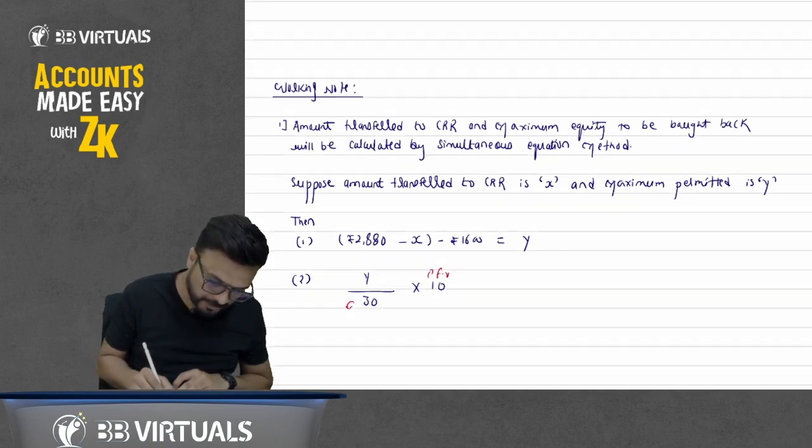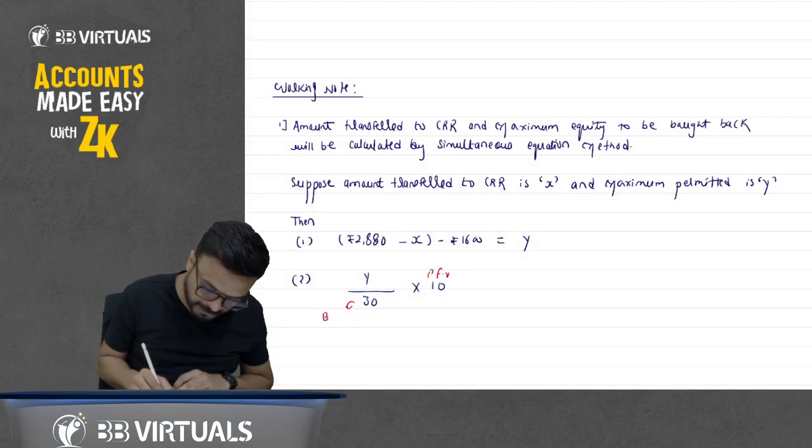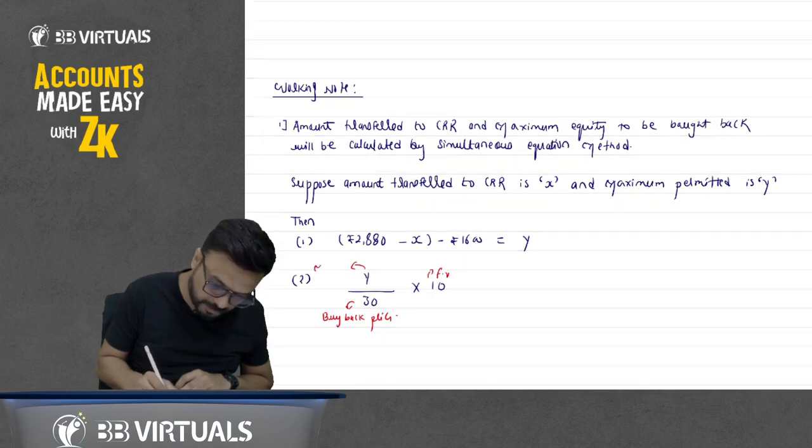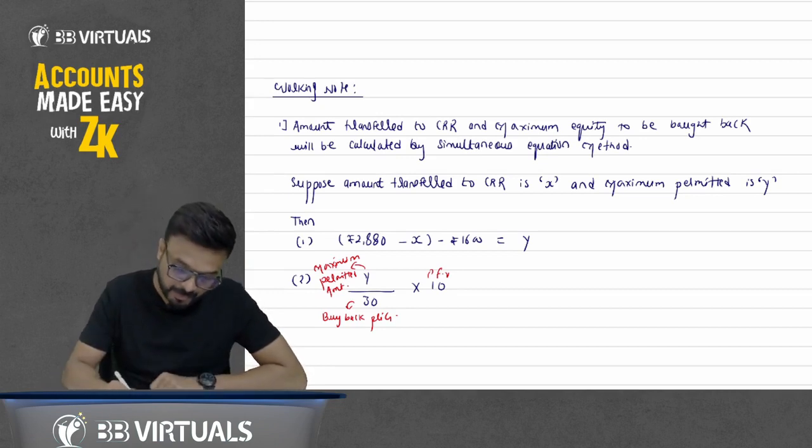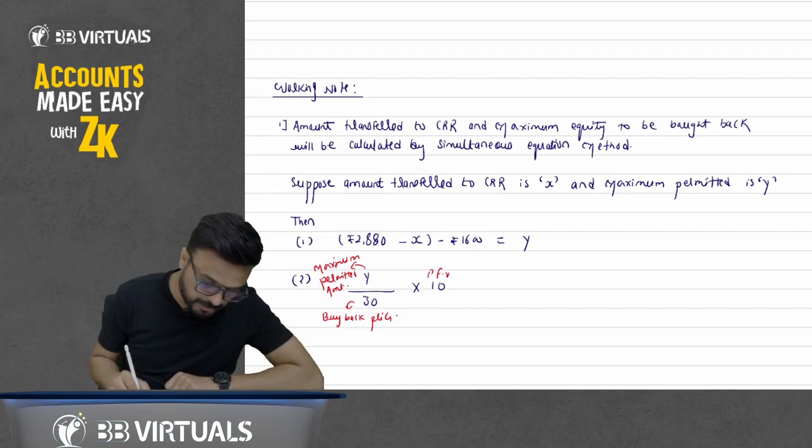What is this 30? This is the buyback price. Okay, buyback price. What is this Y? This is the maximum permitted amount. So Y divided by 30 multiplied by 10. So how much here? That will come X.